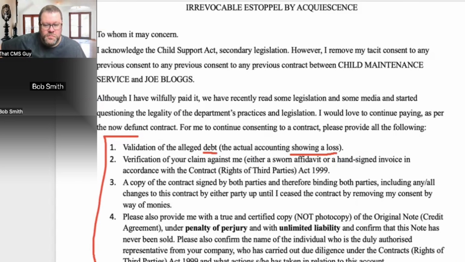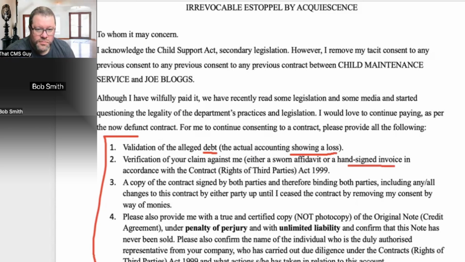Like we already discussed, do you think they'll be able to do that? Absolutely not, because nobody's paid any money. No one's lost anything. So then we're going to say, verify your claim against me. In other words, a signed invoice. Because that's what happens: if you get something from a lumber yard or whatever, you'll deal with someone, you'll get an invoice, you pay the invoice.